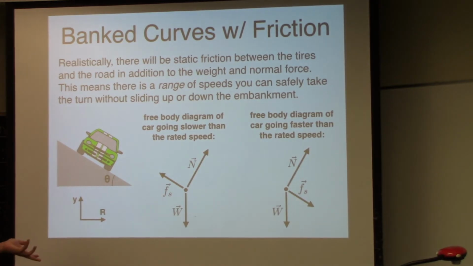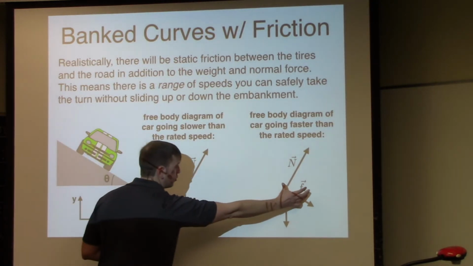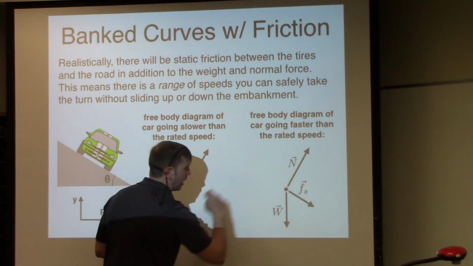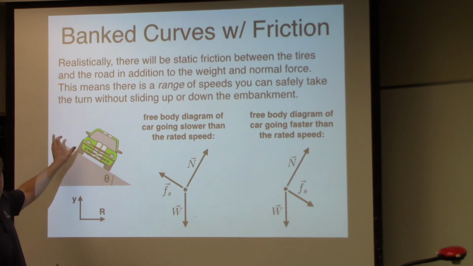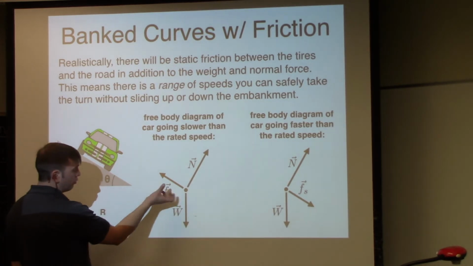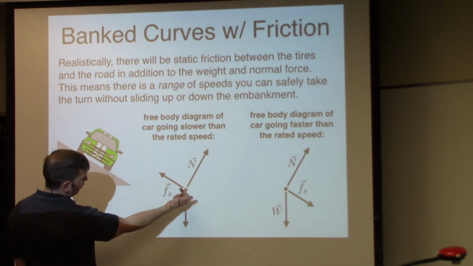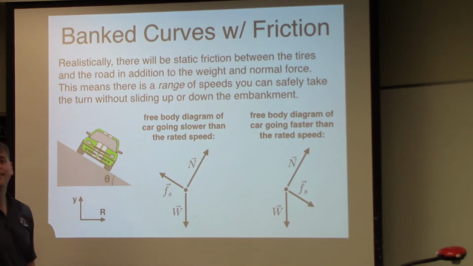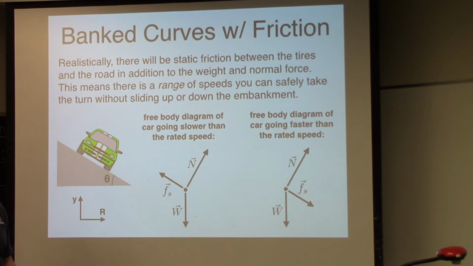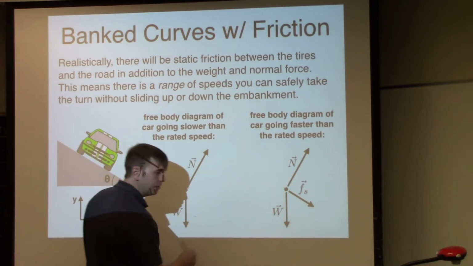Okay, it tells us you can go faster than the rated speed as long as this static friction force is holding your car in place, preventing it from sliding up the embankment. And you can also go slower than the rated speed as long as this static friction force is there, pointing up, preventing you from sliding down the embankment. Okay? So there's a range of speeds that are possible if you look at both cases.